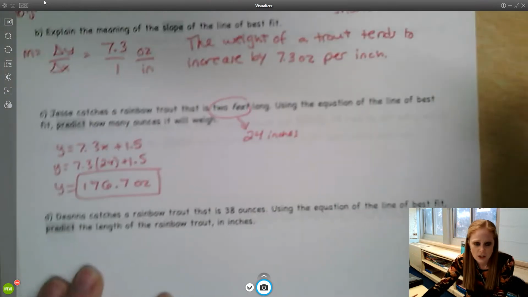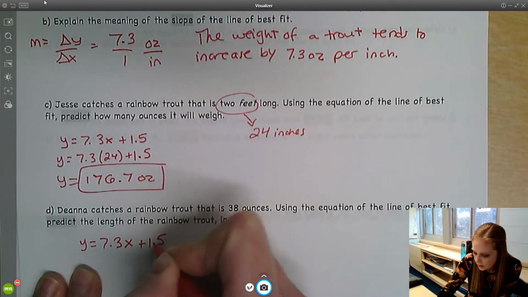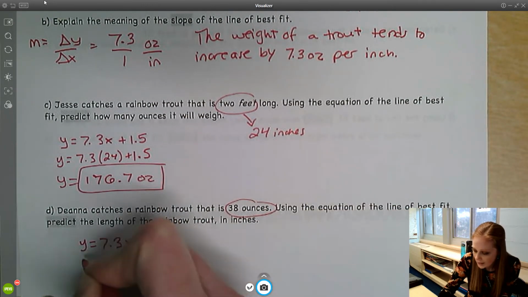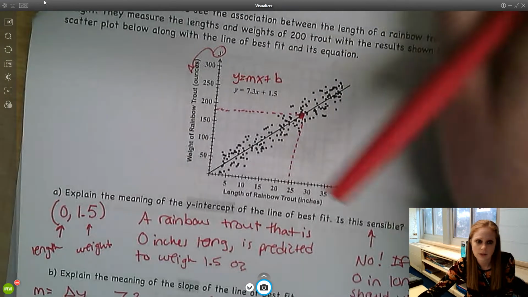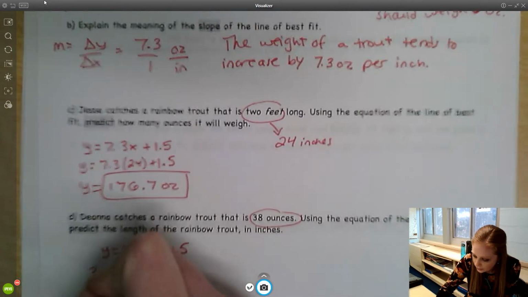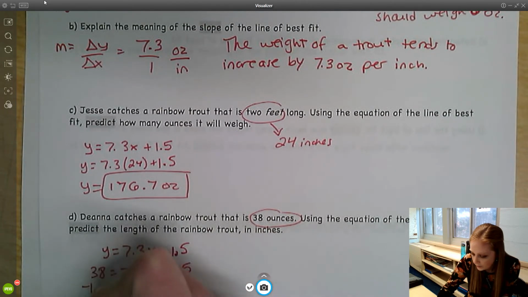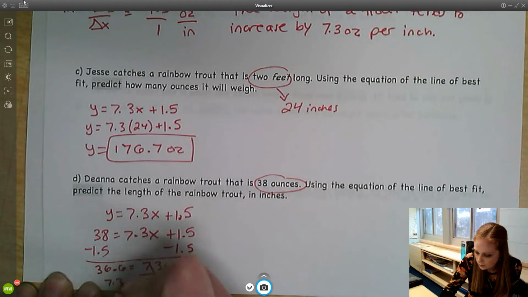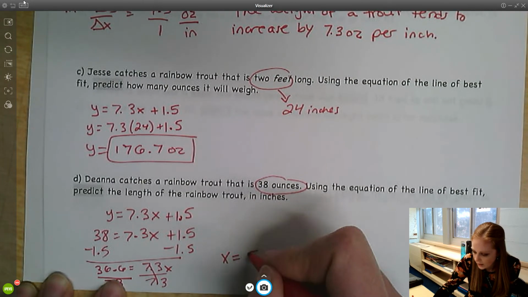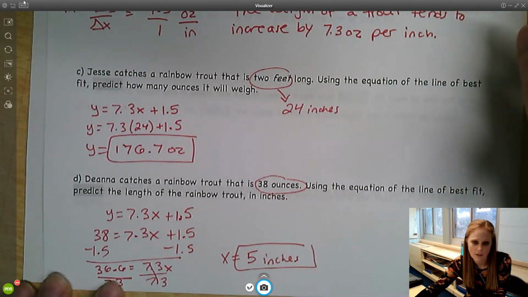Okay, for D, Deanna catches a rainbow trout that is 38 ounces. So let's rewrite our equation again. This time we're plugging in for the ounces, which again, looking at your graph, the y-axis tells you your ounces. So we're going to plug in 38 for y and solve for x. We would minus 1.5 on both sides and get 36.5 equals 7.3x. Divide by 7.3 on both sides, and you're going to get that x equals 5 inches. So a rainbow trout that's 38 ounces would be 5 inches.